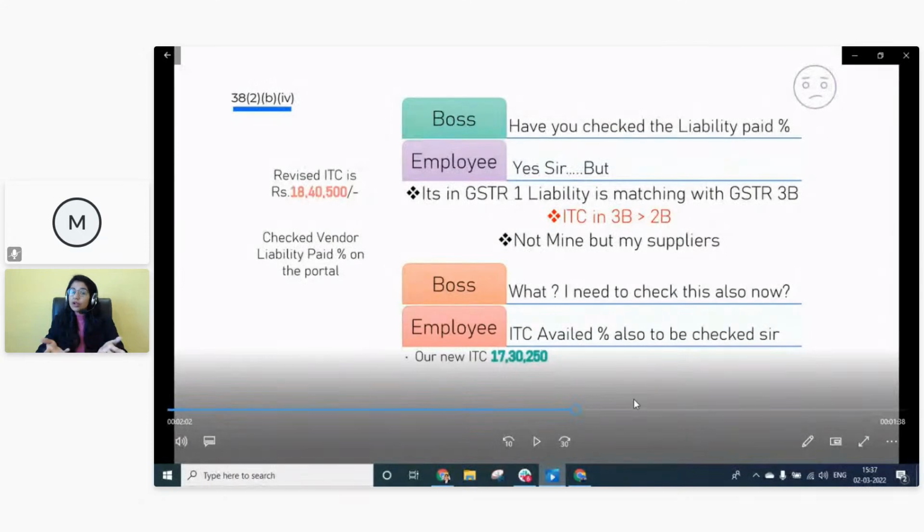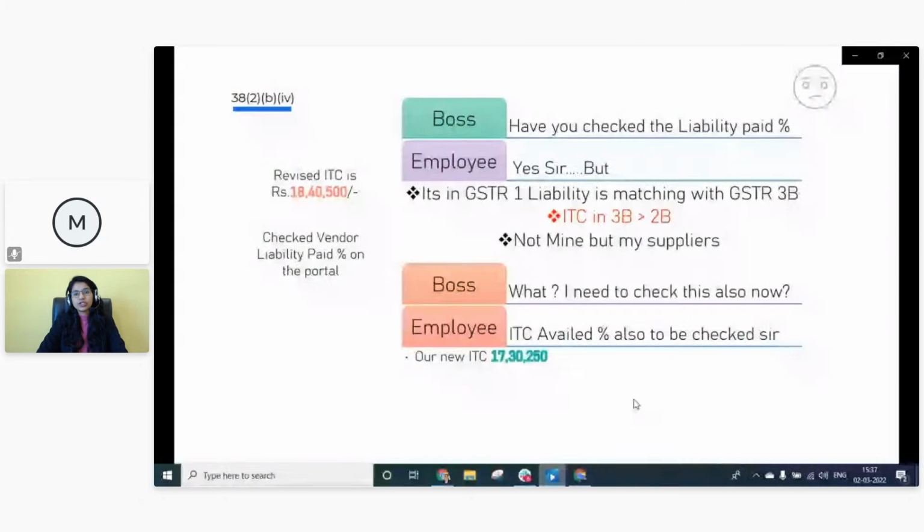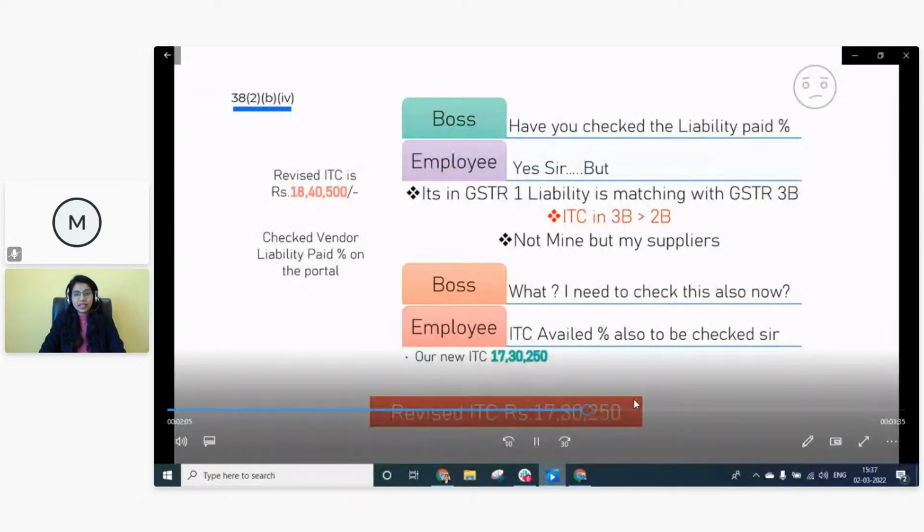There may also be certain cases where some ITC was related to 21-22, let's say, and I can always claim ITC till September, right? So I'm claiming it now because I forgot to claim earlier. So there may be differences over here, but actually cumulatively there were no differences. This is another change which came into the picture in section number 38, where they clearly say that if the ITC in 3B is greater than 2B, then you as a recipient will not be eligible to claim such ITC.